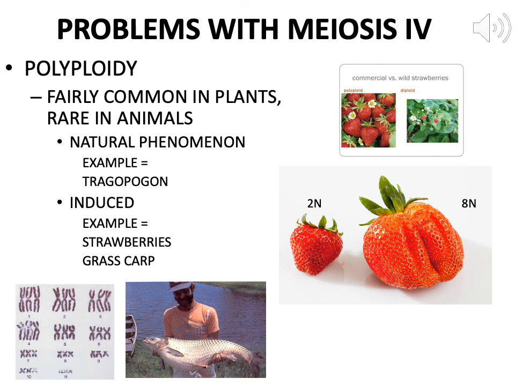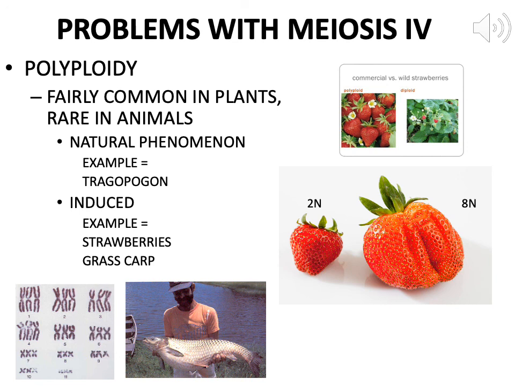On the other hand, in animals, it's a relatively rare thing because in most animals, increasing the sets of chromosomes can have negative effects on the ability of the individual to survive. So polyploidy is a natural phenomenon. The examples are not important there. Essentially, there are some plants that are polyploid naturally.